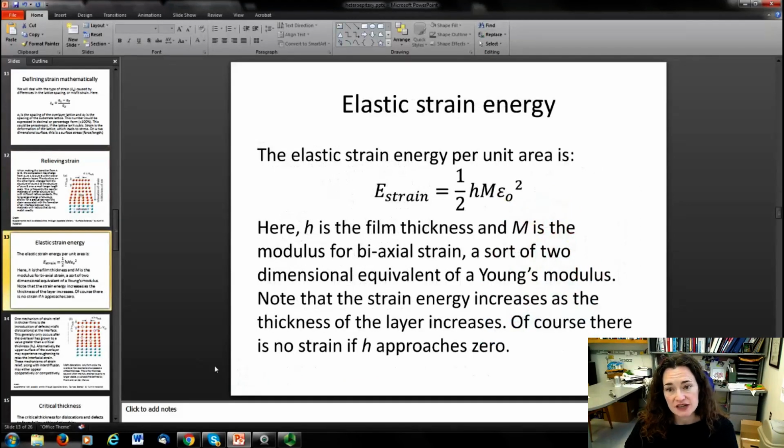Now he defines the elastic strain energy per unit area this way: 1/2 H M epsilon naught squared. Here H is the film thickness, and M is the modulus for the biaxial strain, which is sort of a 2D equivalent of a Young's modulus. Again, if you need a review of Young's modulus, there's another lecture posted on the course website on stress and strain. Now, note that the strain energy increases as the thickness of the layer increases. And of course, it makes sense, there's no strain if your thickness approaches zero. If you've not got a film, you've not got any strain.